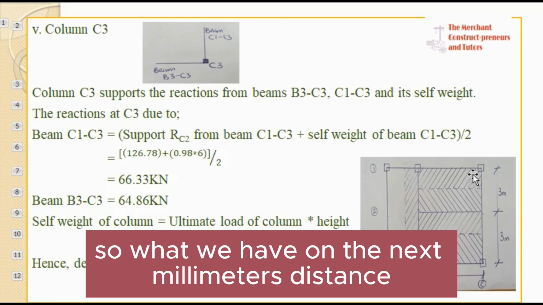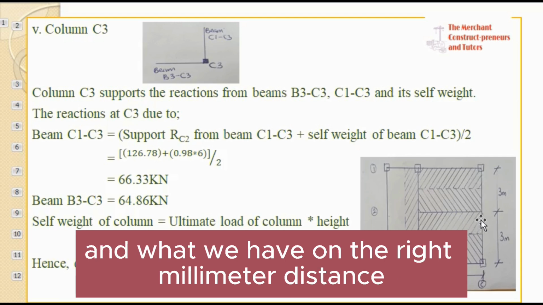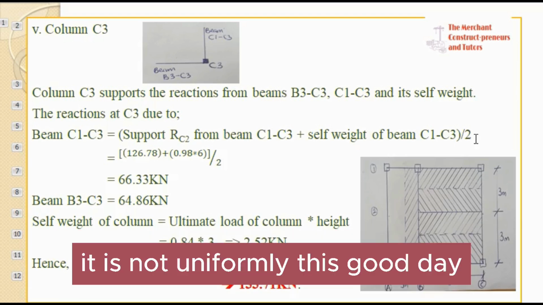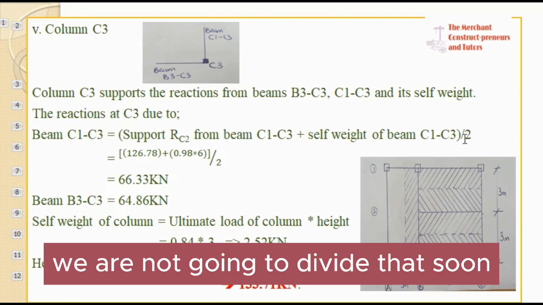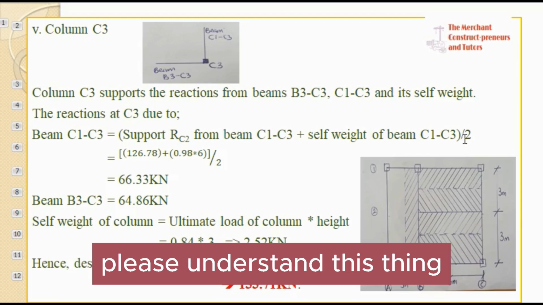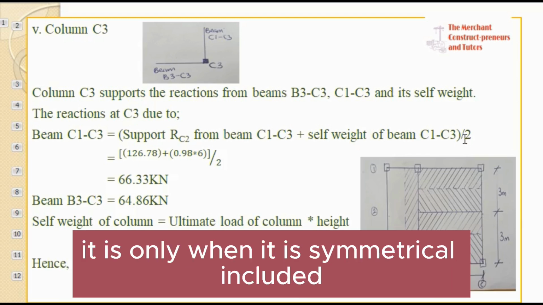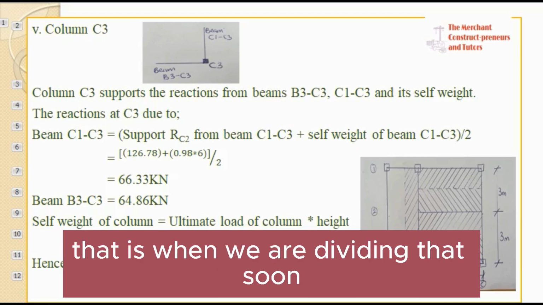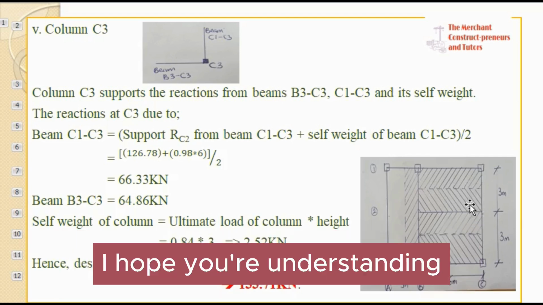So what we have on the left, 3 meters distance, and what we have on the right, 3 meters distance, is the same. That is why we are dividing by 2. Assuming it is not uniformly distributed, we are not going to divide by 2. Let's understand this. It is only when it is symmetrically loaded that what we have on the left is the same as what we have on the right. That is when we are dividing by 2. I hope we understand it.